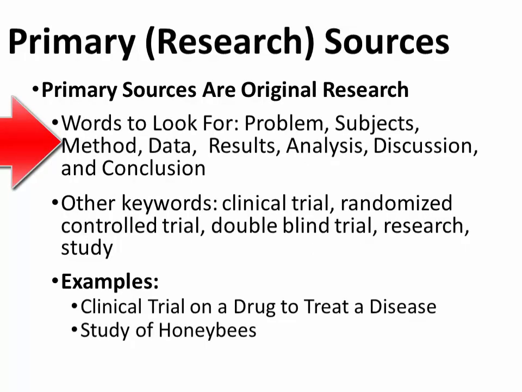On this screen, we see a list of some keywords to look for when examining journal articles to help you verify if an article is a primary source. These keywords will likely be in the headline, the abstract, or possibly the article itself. They include objective, problem, subjects, method, data, results, analysis, discussion, and conclusion. Specific types of primary sources in medicine include clinical trial, randomized controlled trial, or case study. Research can be quantitative or qualitative, or sometimes both.